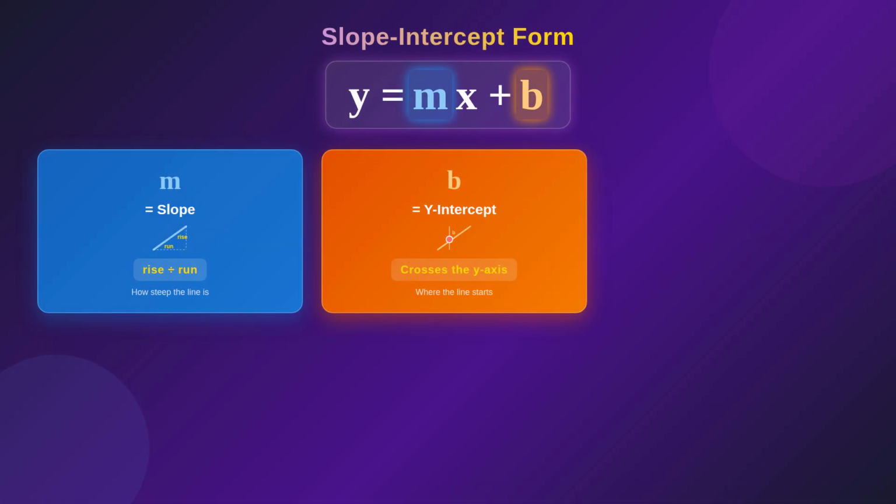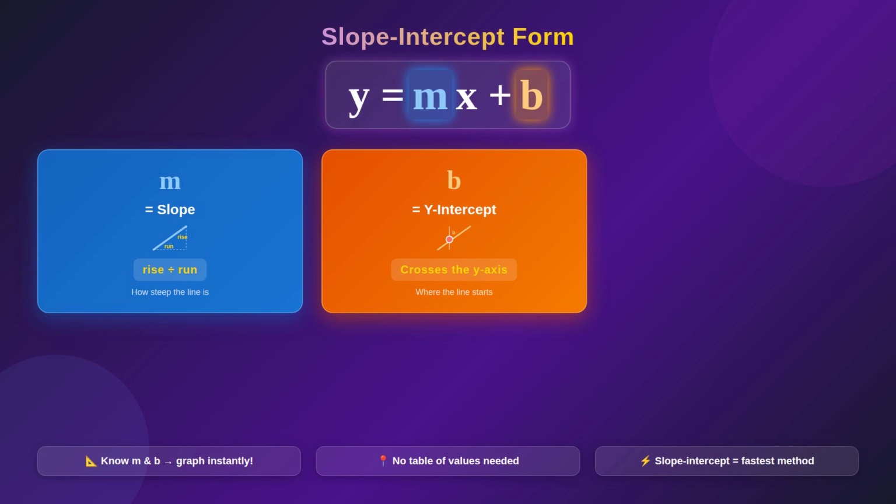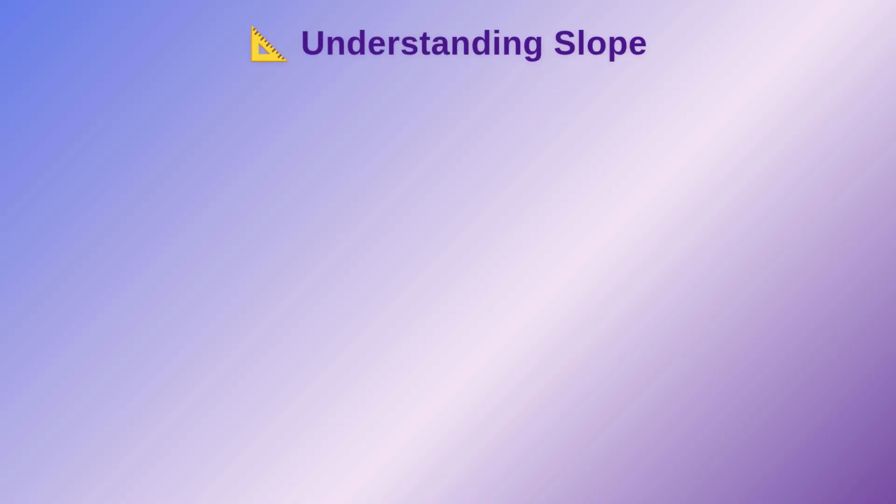Maya is starting to see the pattern, and now here's where it gets really interesting. Most linear equations are written in what's called slope-intercept form, y equals mx plus b. The letter m is the slope. It tells you how steep the line is. The letter b is the y-intercept. It tells you exactly where the line crosses the y-axis. Once you know m and b, you can graph any line almost instantly. No table needed. Let's break this down.